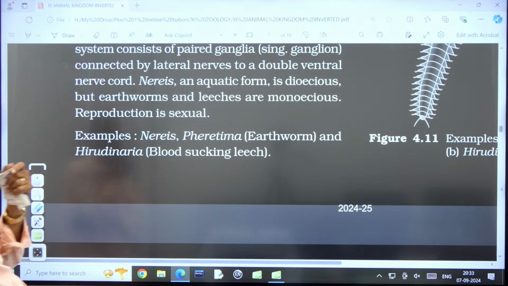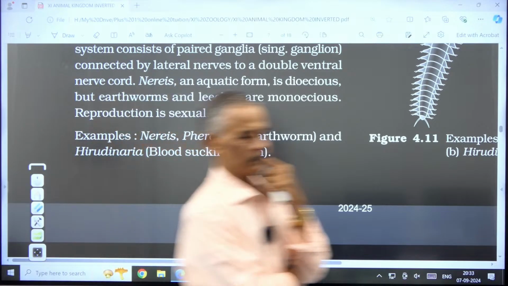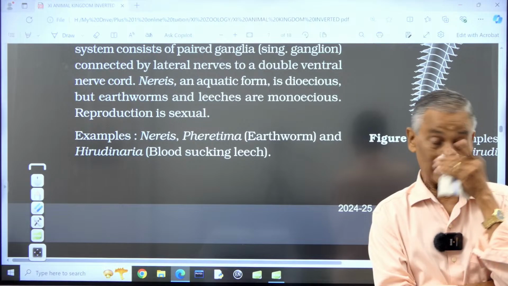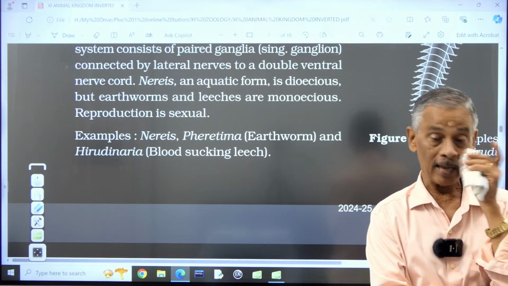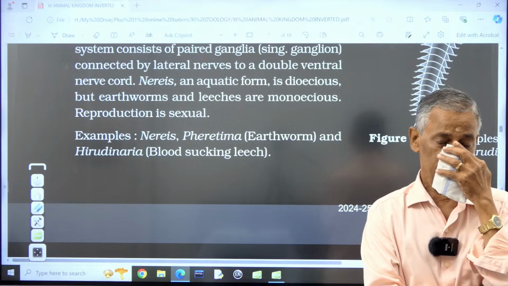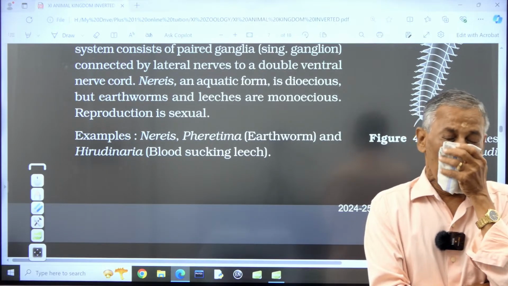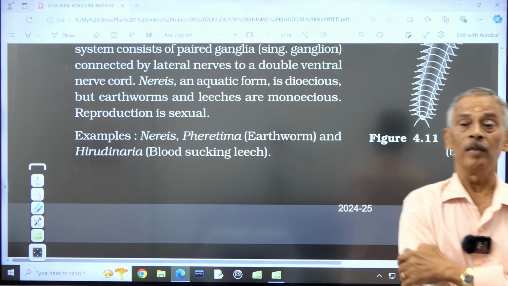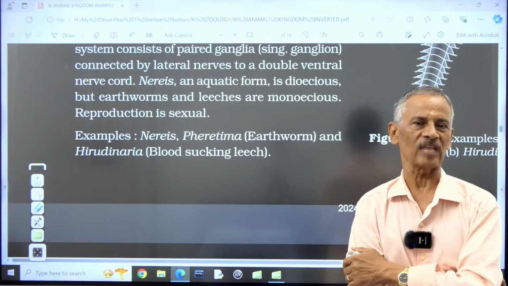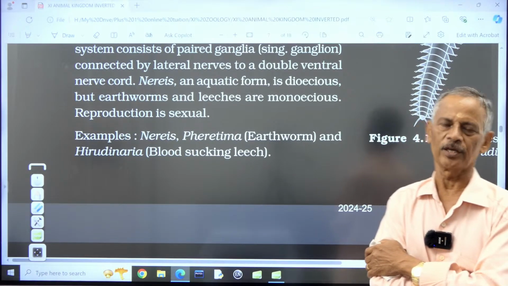And the third one is Hirudinaria. Hirudine. Leeches. Why they are called Hirudinaria? That is, they will be having the ability to secrete an anticoagulant along with their saliva called hirudin. So we call it as Hirudinaria.